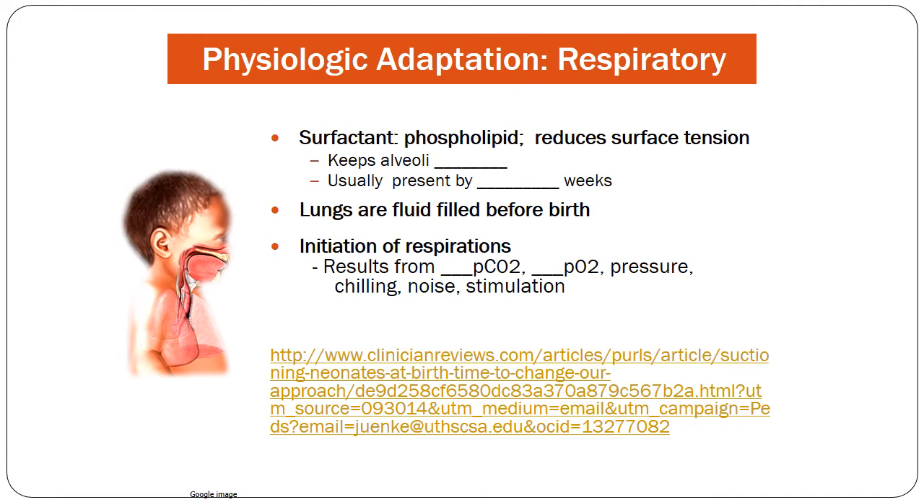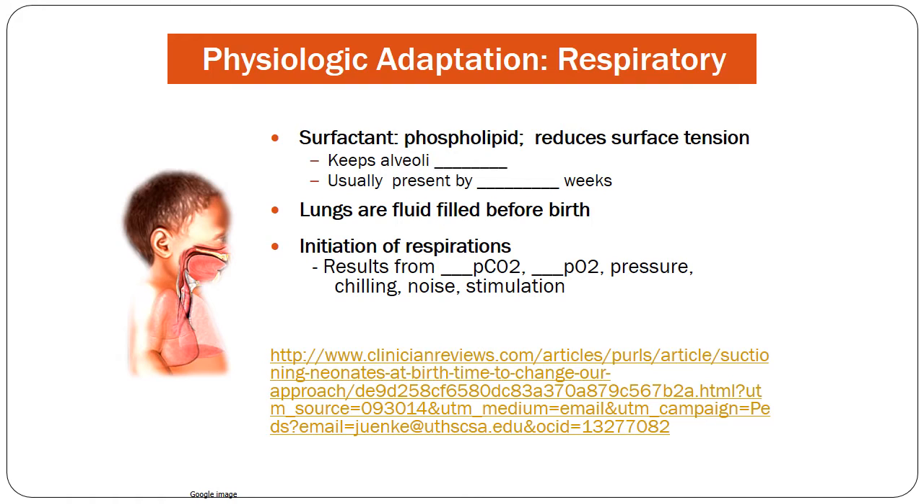So let's look at the physiological adaptation. Surfactant is a phospholipid. It reduces surface tension. So what you want to think about is, if you read the bottle of something like Dawn dishwashing liquid, not to favor a brand, it'll say it's got surfactants in it. That's what gives it that slippery, slickery feel.